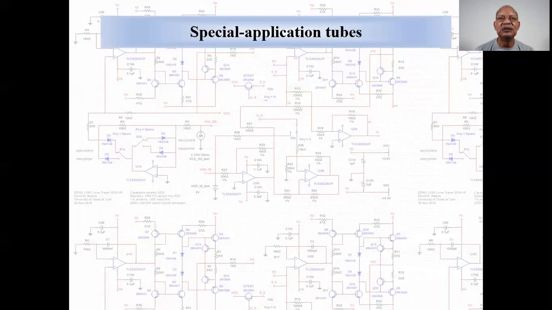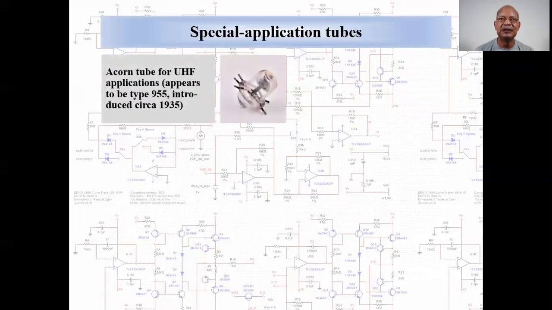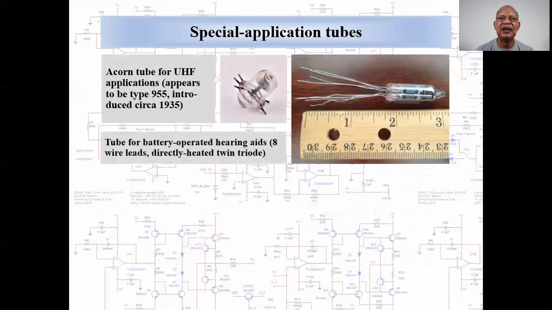This slide shows some special purpose tubes. An acorn tube, named for its shape, very small dimensions for VHF and UHF operation. A hearing aid tube with leads instead of pins. Tubes for battery-powered applications had to be customized for low plate voltages and usually used directly heated cathodes. 8 leads would be required for a directly heated twin triode.